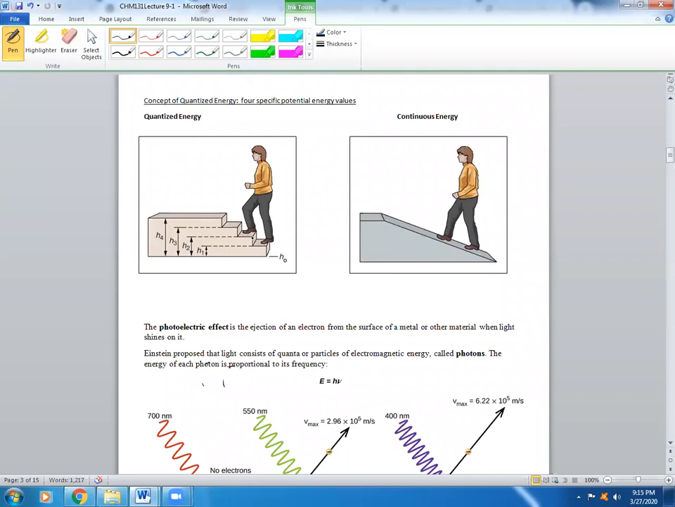So if you think about it here, stepping on this one has a specific amount of energy. Stepping on the second step, a specific amount of energy. The third and the fourth, all are specific amounts of potential energy. Or even asking, which step are you on? I'm on the second one. I'm on the third one.